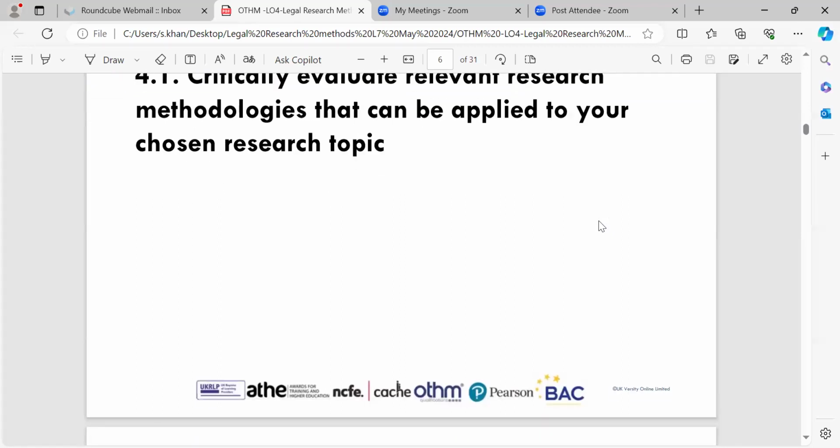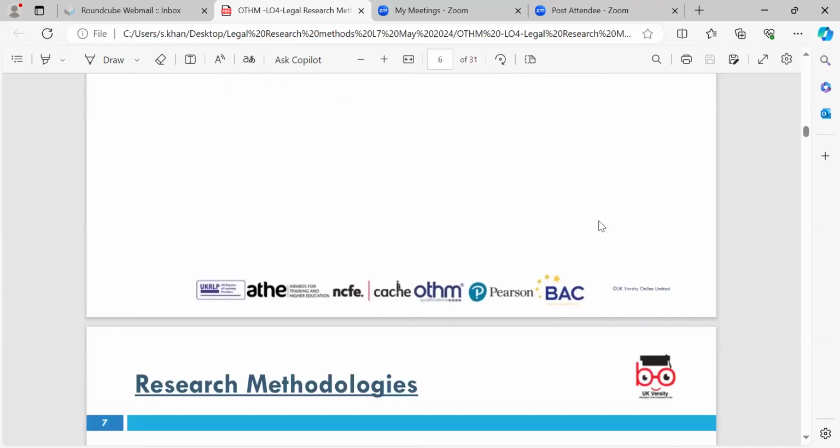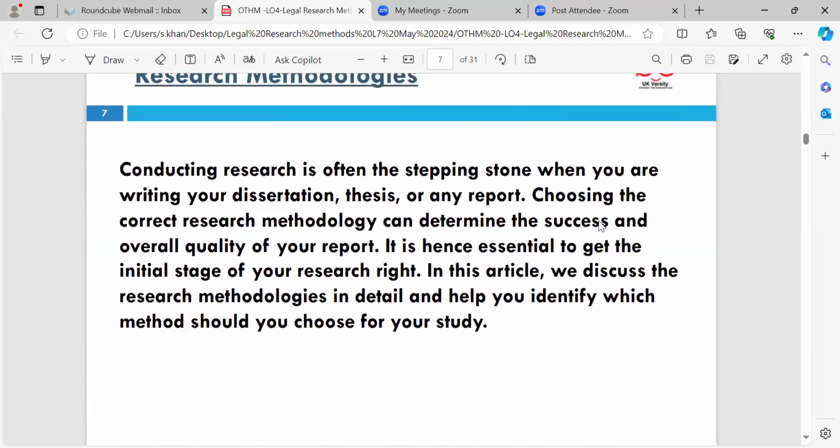So we'll go on to 4.1, which is to critically evaluate the relevant research methodologies that can be applied to your chosen research topic. So here you've chosen your topic area. You need to be able to look at evaluating the importance of applying the relevant research and methodologies to your area. So, research methodologies.